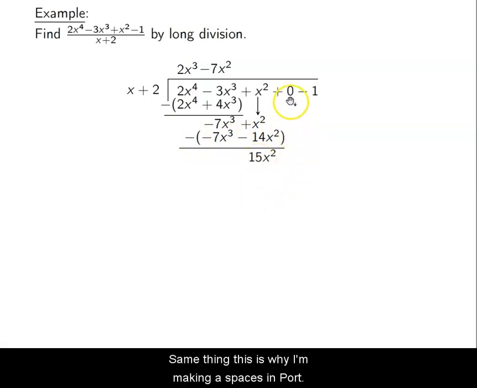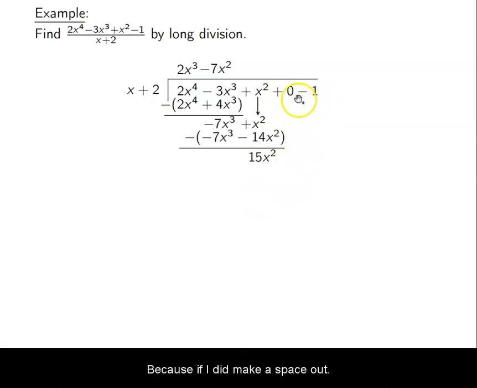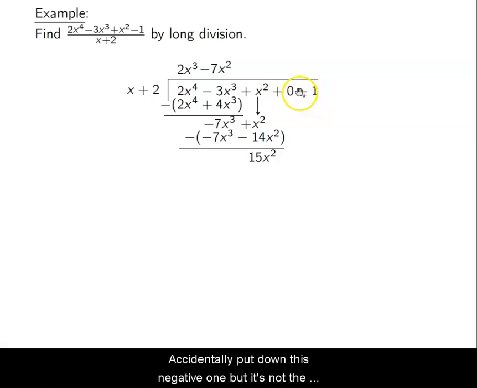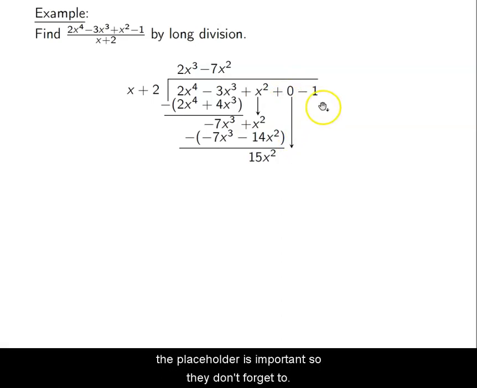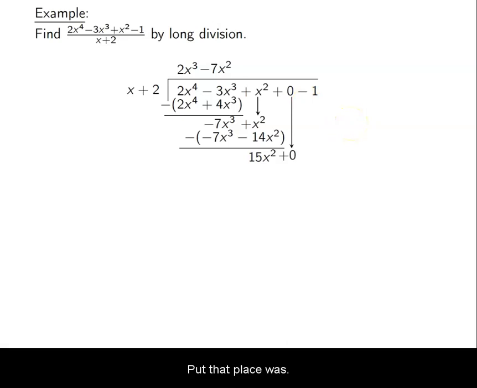Okay. Same thing. This is why making a space was important, because if I didn't make a space, I would accidentally pull down this negative 1. But it's not the negative 1 that comes down, it's the 0. That's why the placeholder is important, so that I don't forget to put that placeholder there.